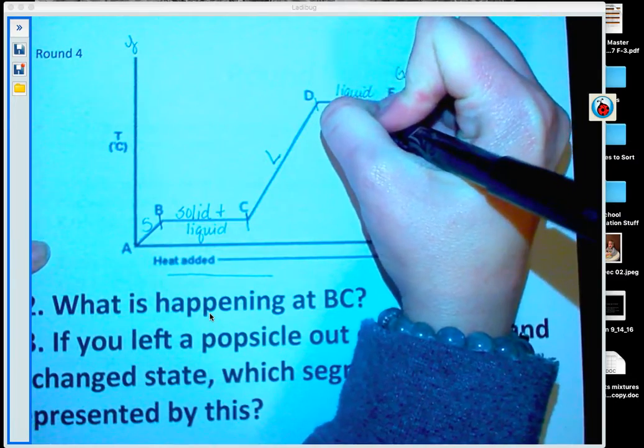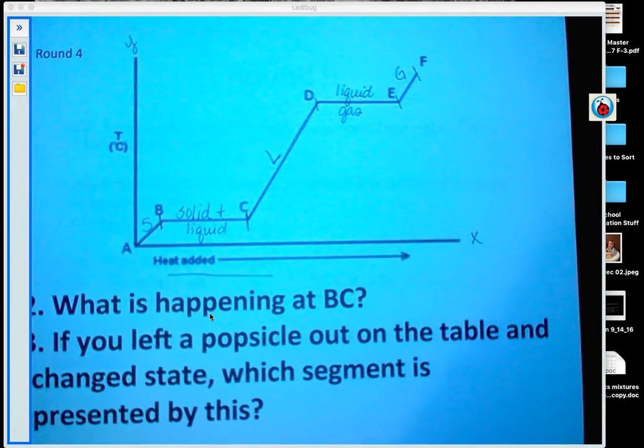and gas. It doesn't mean that it's perfectly divided, that half of the molecules are acting like a liquid and half the molecules are acting like a gas. What it means is that some of the molecules are acting like a liquid, some of them are acting like a gas.